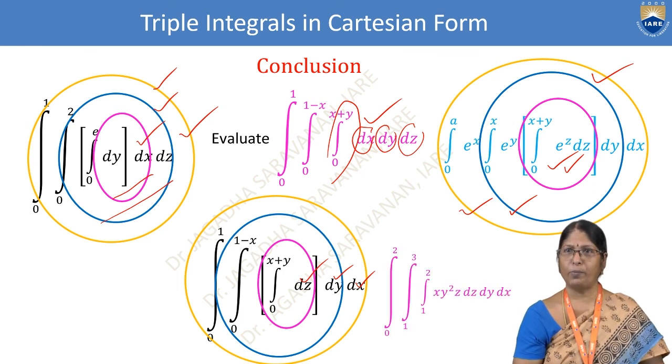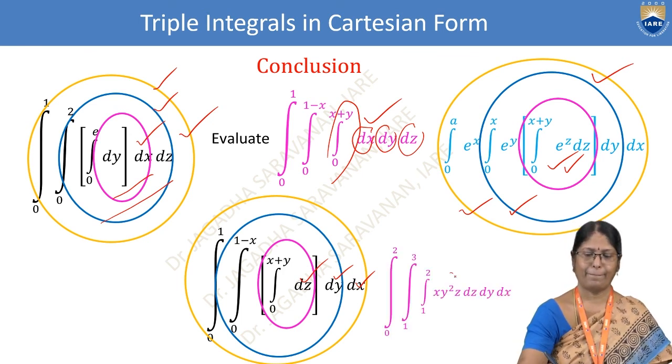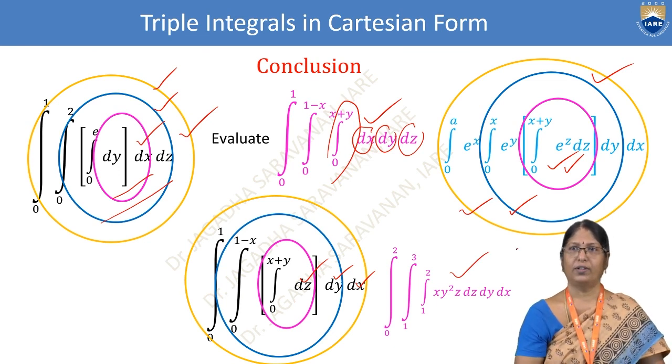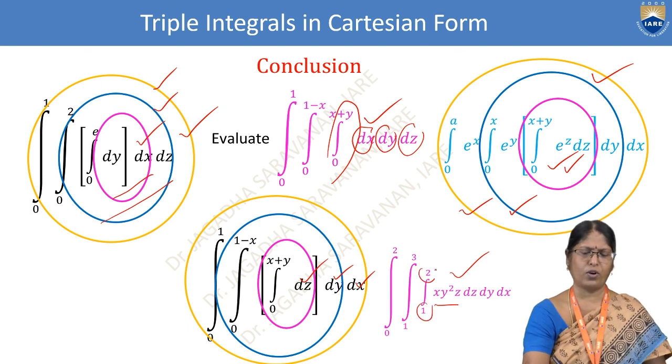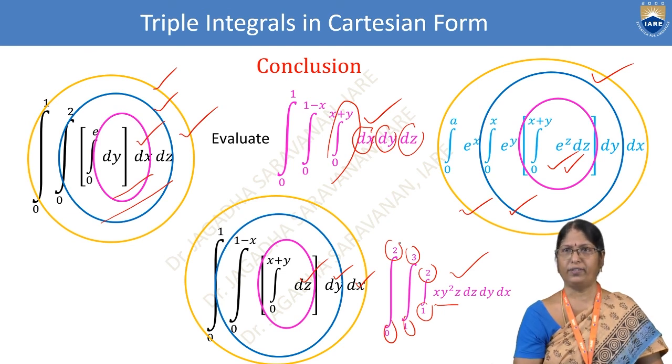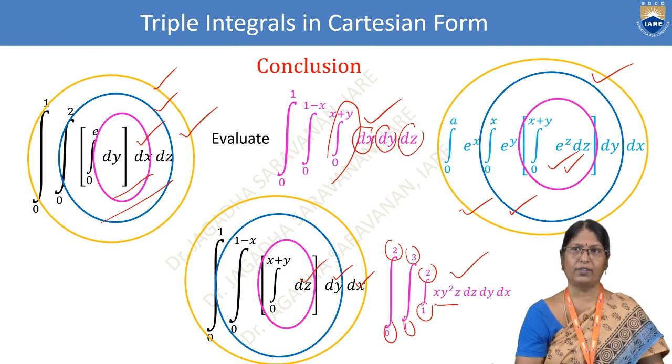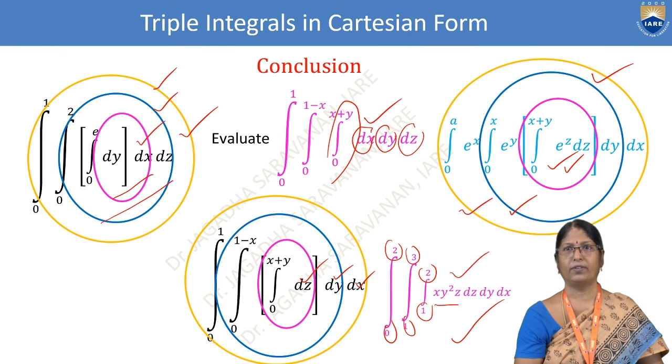So the next problem is, we focused on the triple integral of x, y square z, dz, dy, dx. Here we are focusing on the limits. All the 6 limits are constants. If they are constants, we have the liberty to do with respect to x first, or y first, or z first. We can do it. That is also what we focused on.